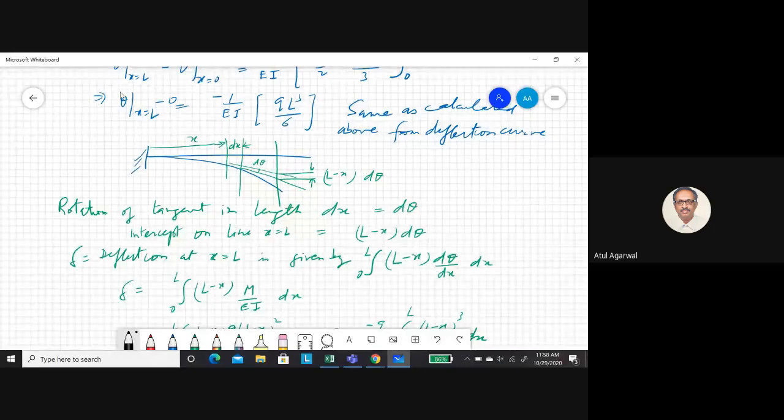The slope at this position. You see, this is a curve. If you draw two tangents at this point and this point, this angle is theta. This shows the rotation of the tangent over length dx. So this will make an intercept at x equal to L.